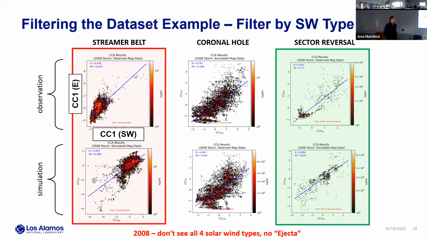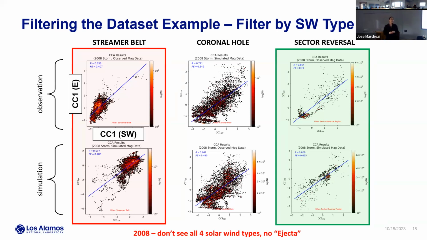For the 2008 storm, we filtered by solar wind type. There are about 4 solar wind types defined for this study: streamer belt, coronal hole, sector reversal, and ejecta. The 2008 storm did not have ejecta, but for our CCA results, we found the highest correlation in sector reversal region solar wind input. We had about a 0.8 correlation between both, whereas our worst in this case was the streamer belt, which had a correlation coefficient of about 0.6.